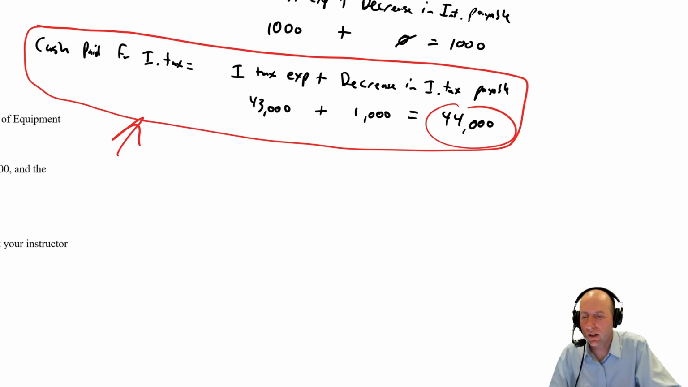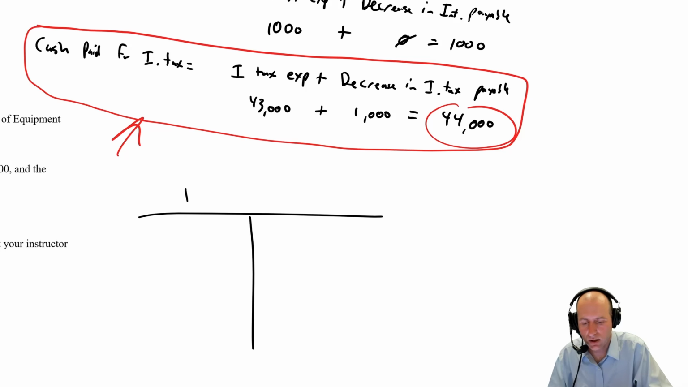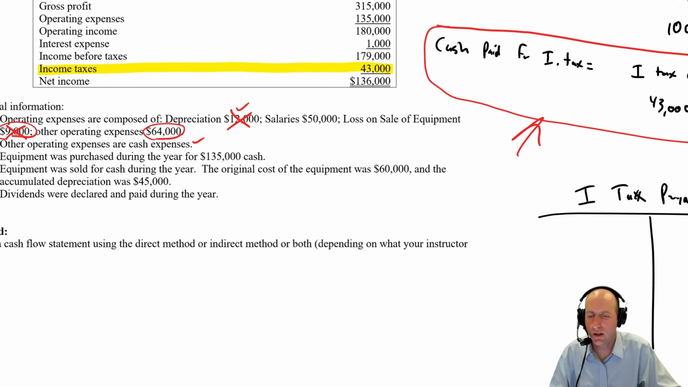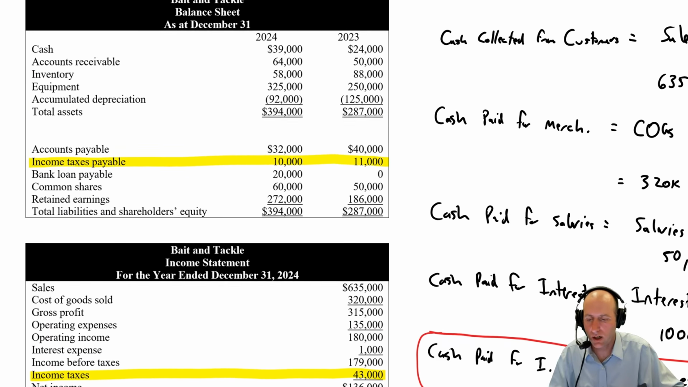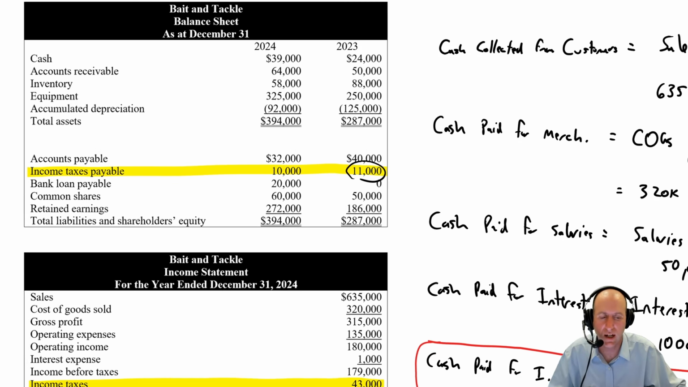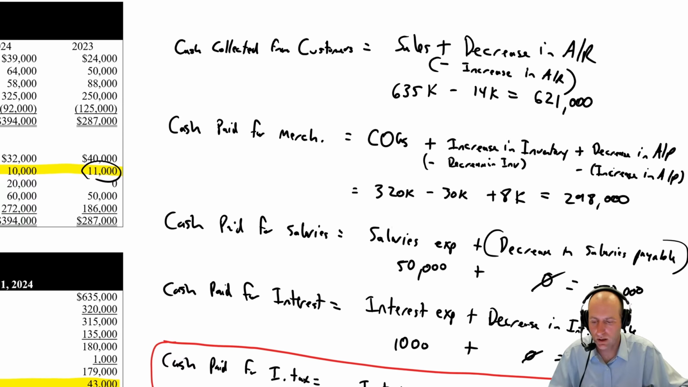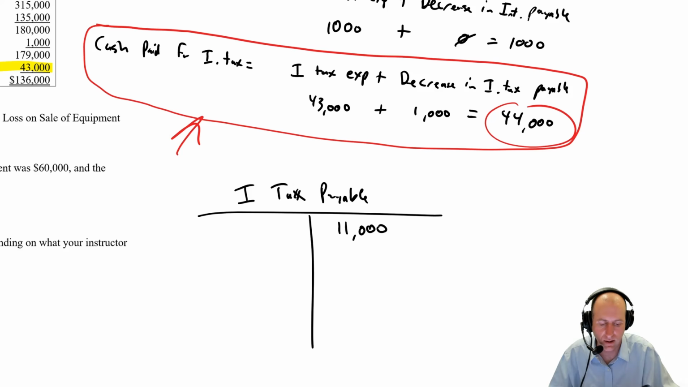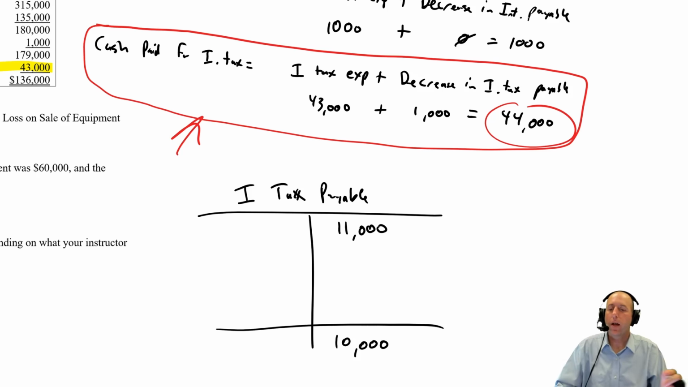So let's look at the story of income tax payable for this company. Their income tax payable started the year at $11,000 credit, right? That's the beginning, December 31st of 2023, well, that's the beginning of 2024. So let's start there. It starts at $11,000, and of course that's a credit balance because it's a liability, and we can see it ends at $10,000.